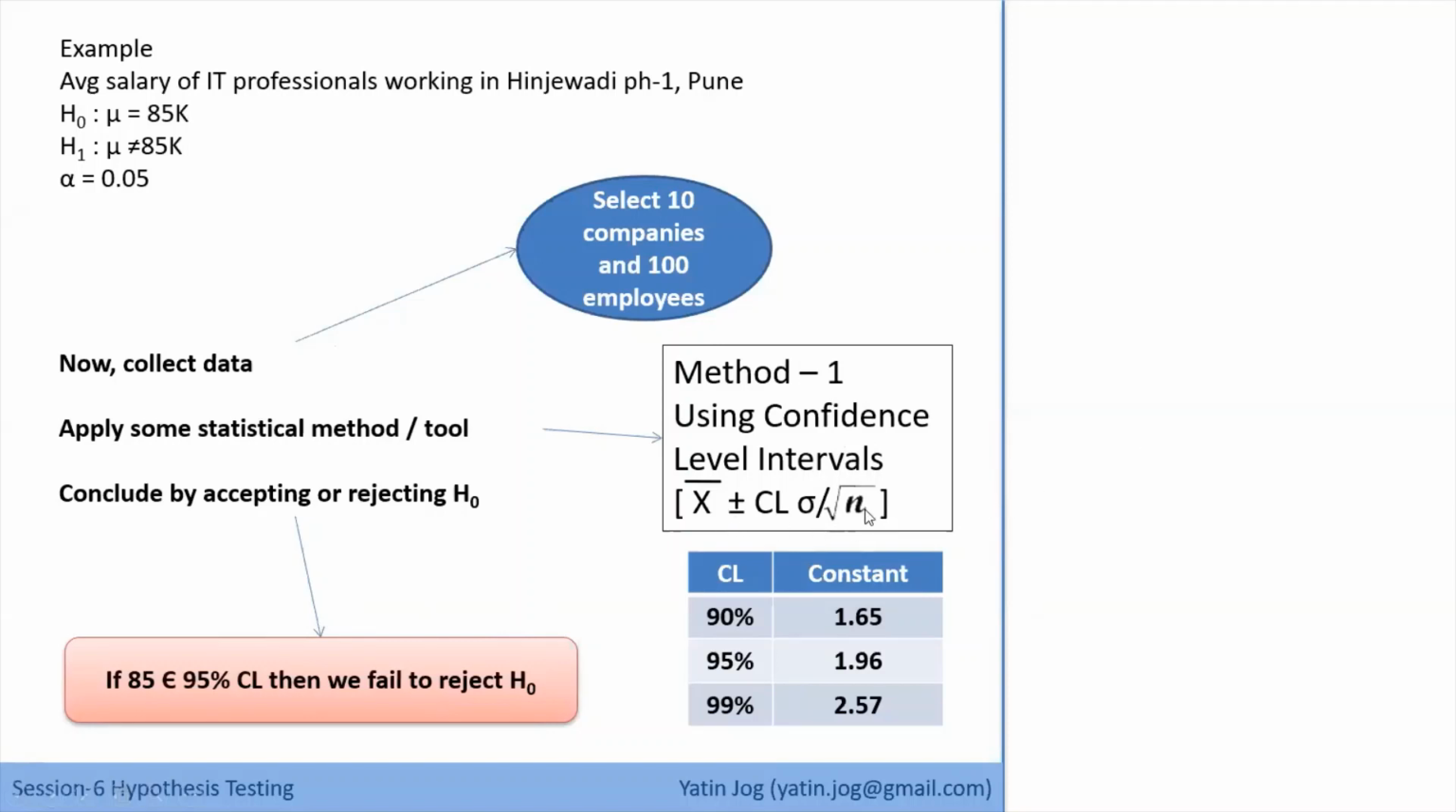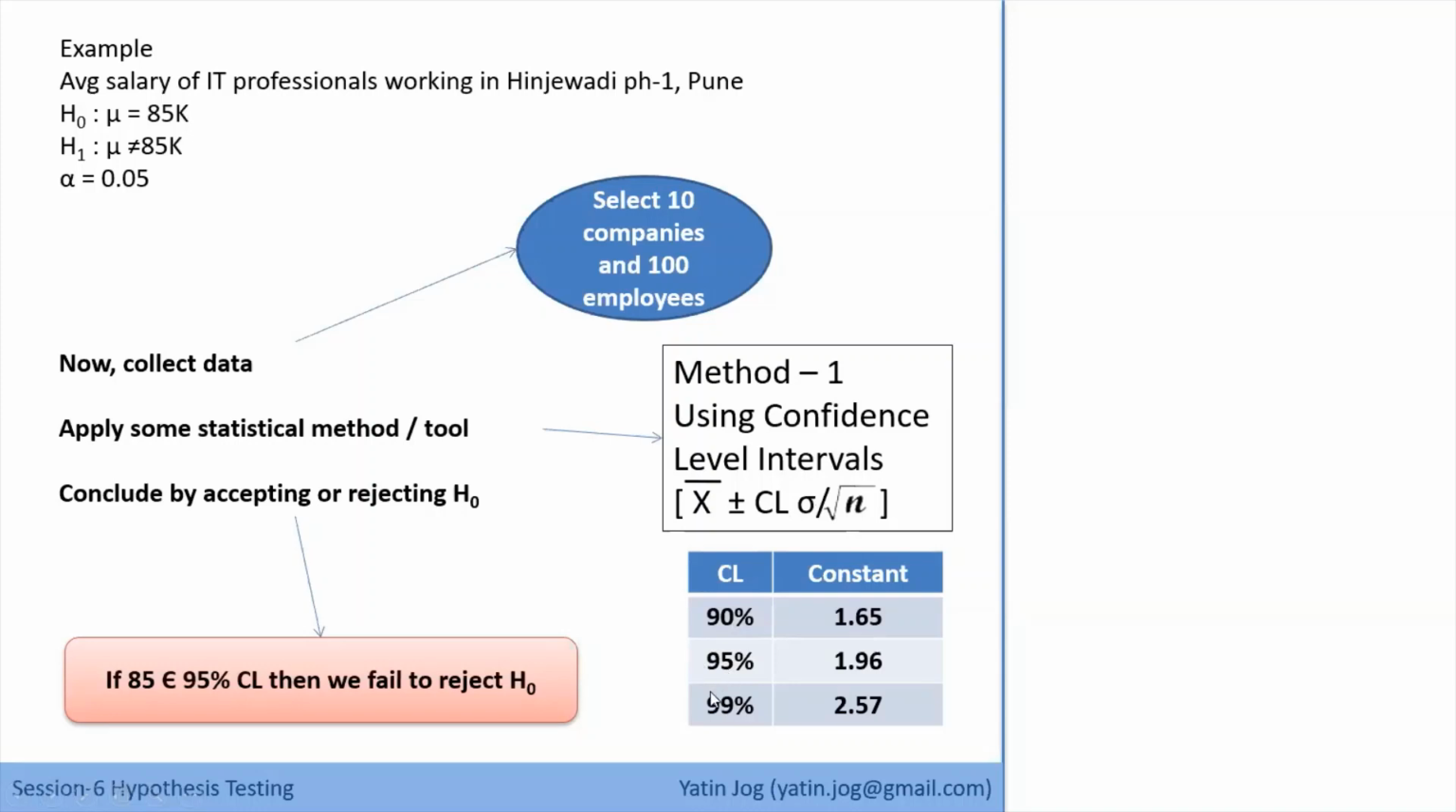Now, if you look at the formula for interval estimation, it says x bar plus or minus CL sigma upon root n. So x bar is the mean of the sample. If you have data with you, you can easily calculate x bar. Plus or minus means I'm trying to calculate two values, one with plus and one with minus. CL stands for confidence level constant.